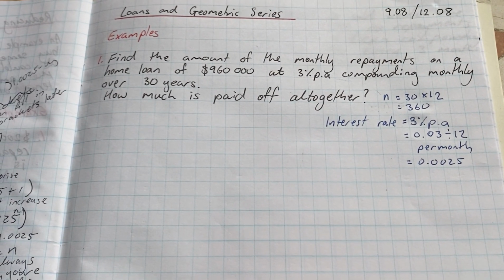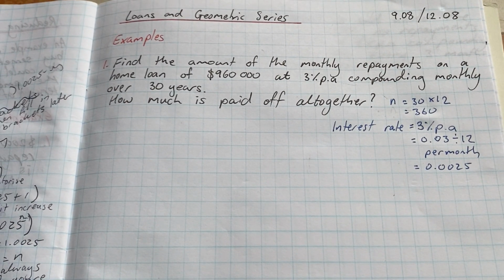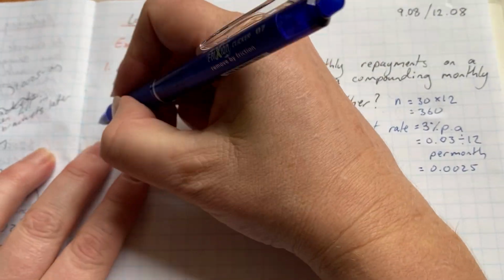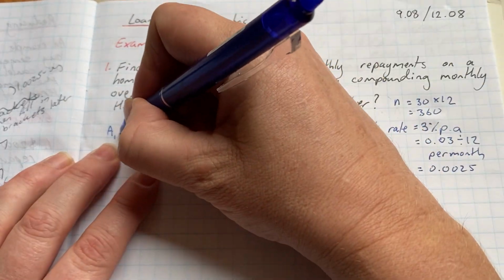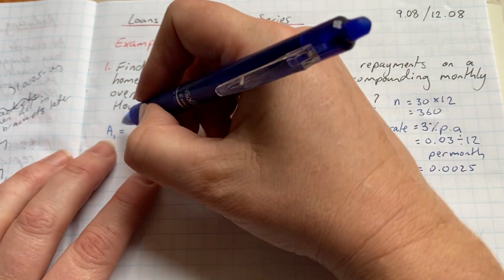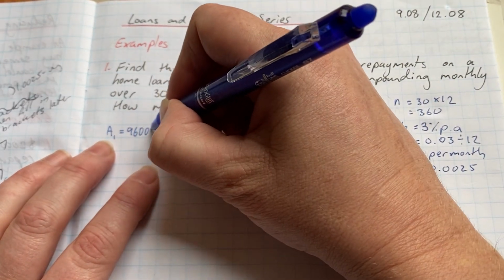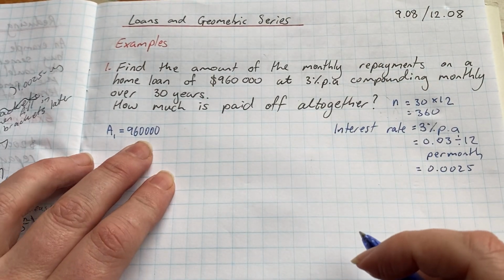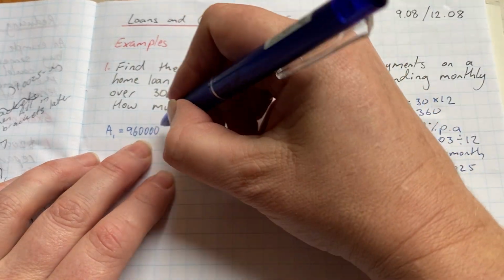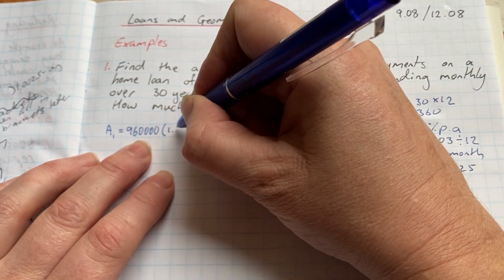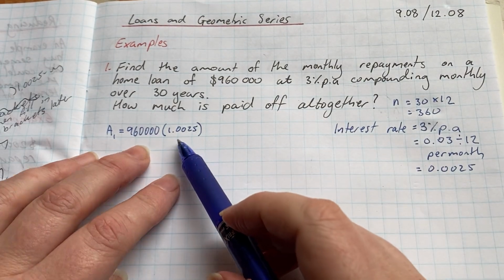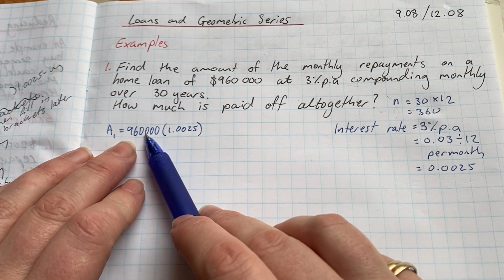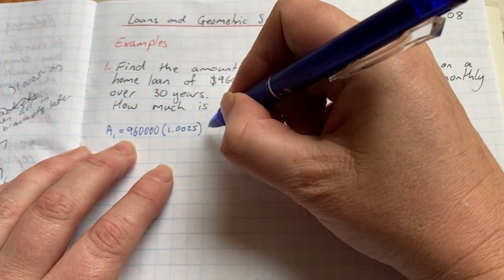So the first thing we need to do is work out how much we owe after each month. So we do that by saying, first of all, what do we owe after the first month? So after the first month, we have the $960,000 that we borrowed, and we have a month's worth of interest on that, and that's compound interest. So that's 1 plus the rate. Okay, so a month's worth of interest has gone on to our loan. Our loan has increased. And then we take off a repayment.